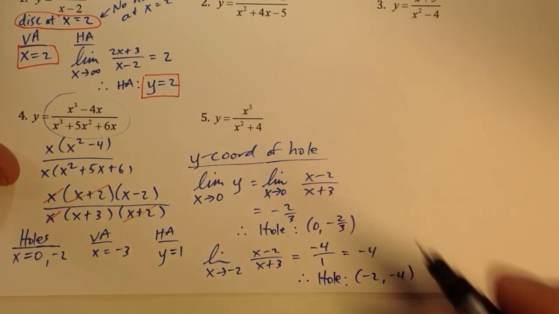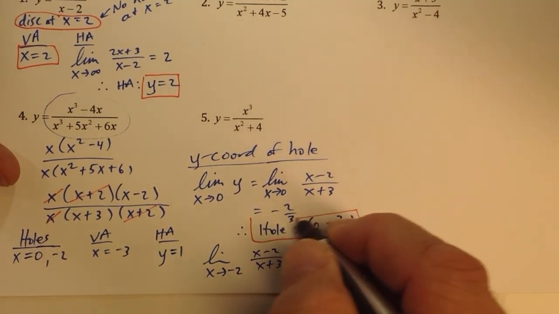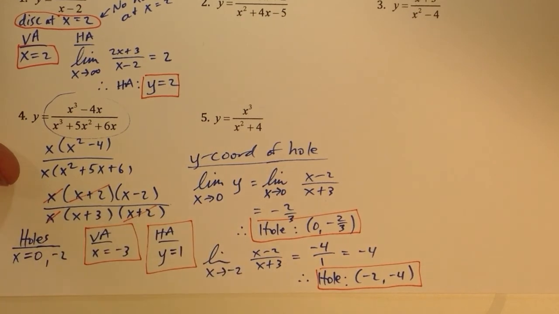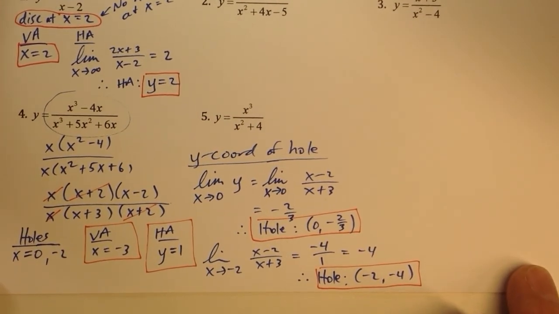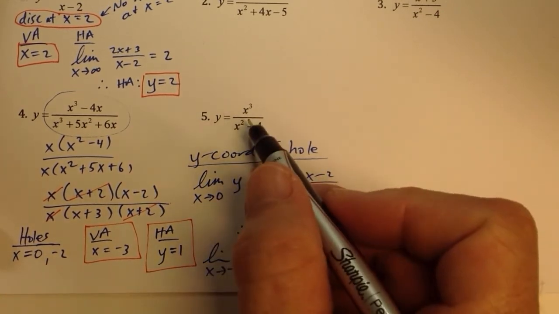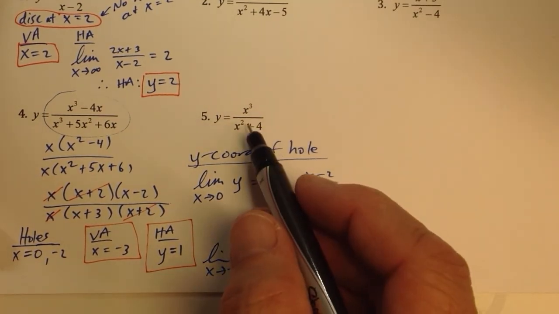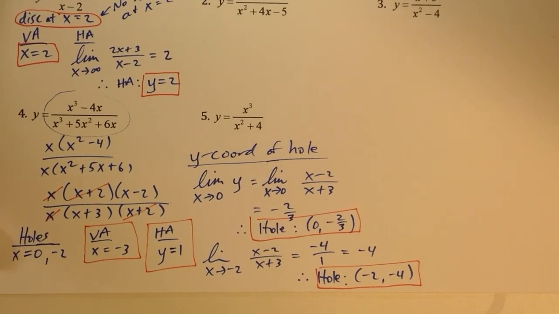So did we figure everything out? We've got the coordinates of the holes, we've got the horizontal asymptote, and we have the vertical asymptote. So I think, you know what, number 5 would be worthwhile to do, but I'd like you guys to try that one on your own. In fact, try numbers 2, 3, and 4 on your own and bring that work into class on Monday.